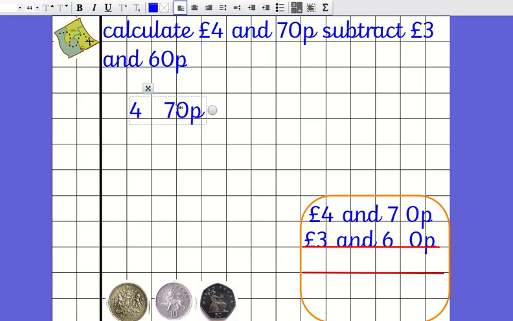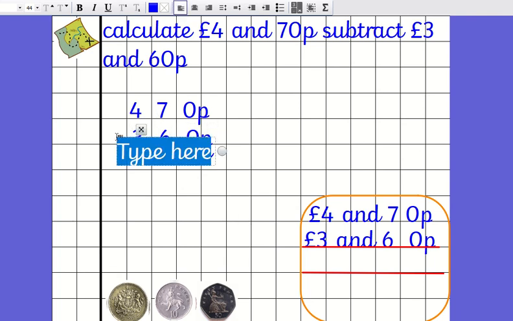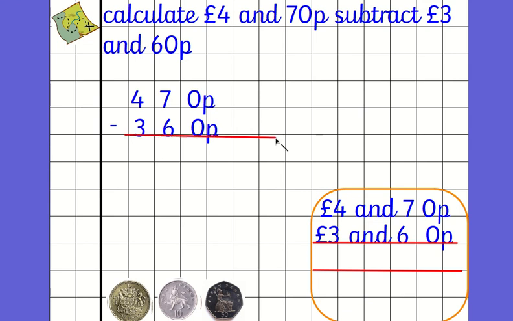Make sure it's one number per square. So 470 pence, take away 360 pence. Okay, so you might do that, which is absolutely fine because that's the same amount as £3 and 60 pence and £4 and 70 pence. So you might do it that way, and then you might just do your subtraction like that, which is absolutely fine.